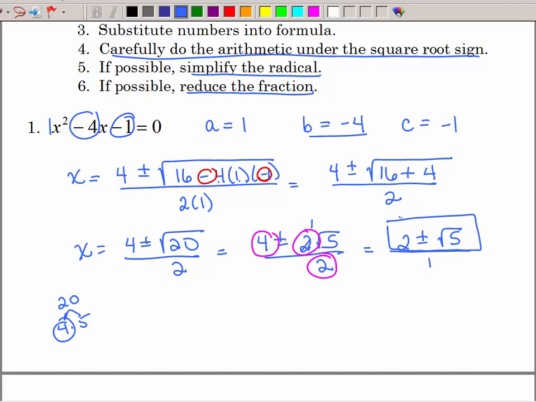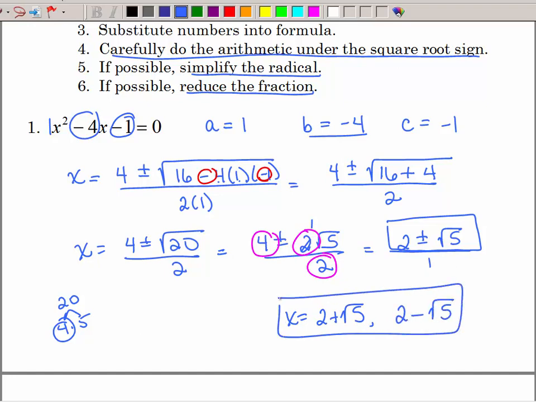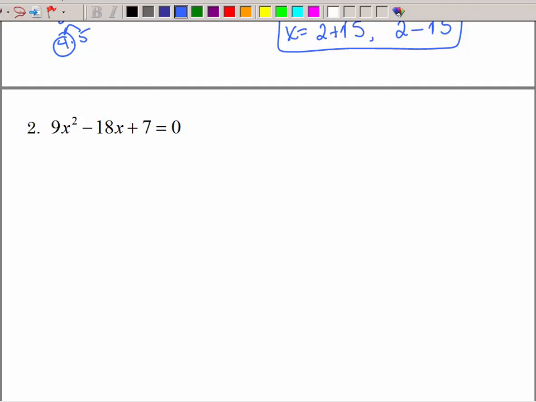So those are my final answers. Yes, that's two different answers. That says x is 2 plus the square root of 5, and it says x is 2 minus the square root of 5. A quadratic second degree polynomial will have two answers. Let's look at the next example.